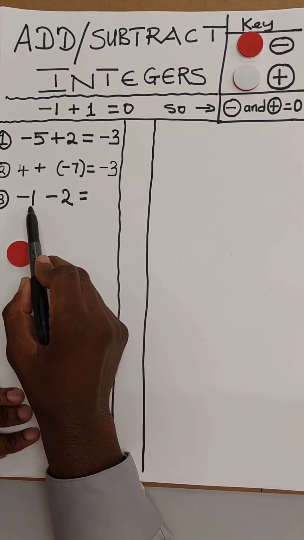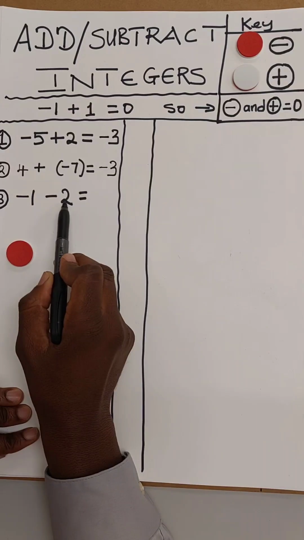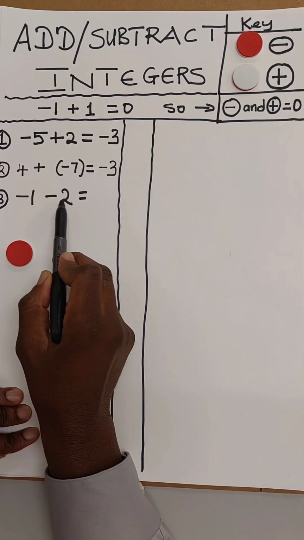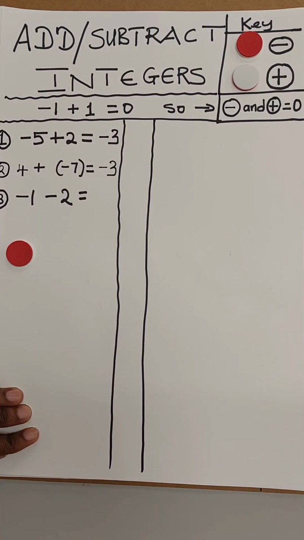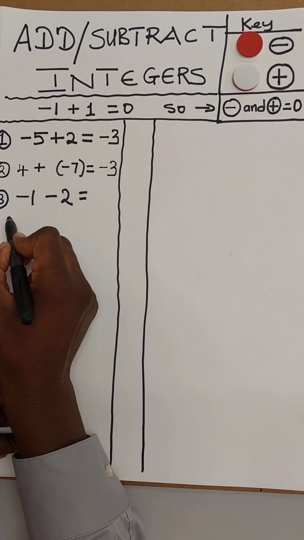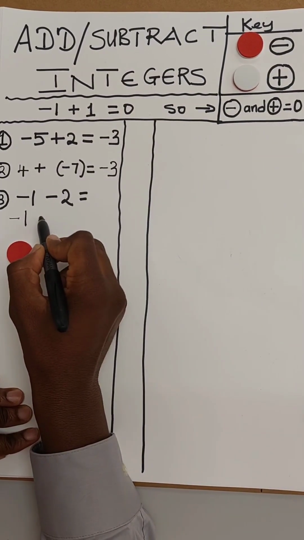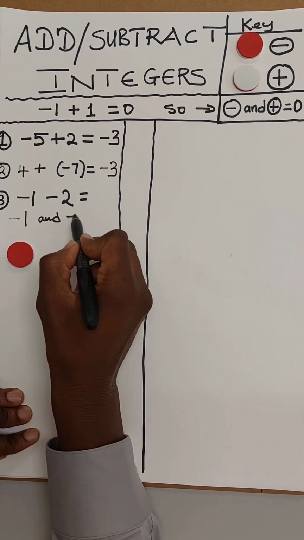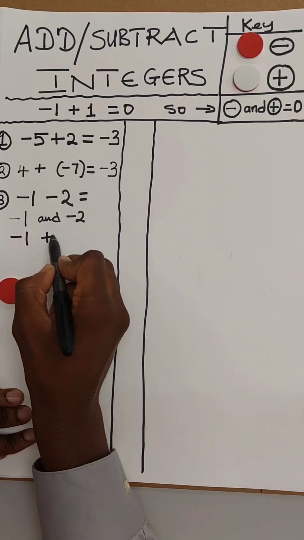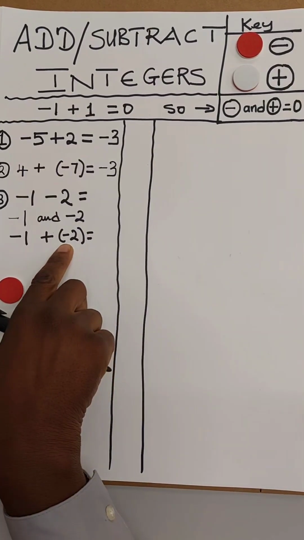Students usually struggle here understanding whether this is a minus sign and then this is positive 2, or this is a negative 2. Okay, the answer to this question is this is a negative 2. You can rewrite this problem as negative 1 and negative 2, which is the same as negative 1 plus negative 2. So now you see that this is a negative.